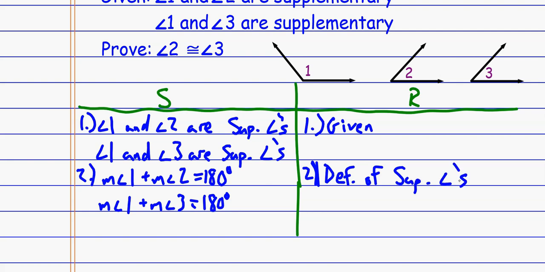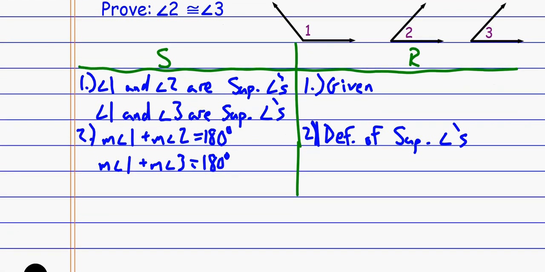Okay, so that's just a definition. Again, if you don't know that it's a definition, or you don't remember to call it a definition, that's okay. You just say, hey, supplementary angles are the ones that add up to 180. You just write the definition of the thing, okay? And now from here, once again, I have two separate equations that each equal the same thing, that each equal 180.